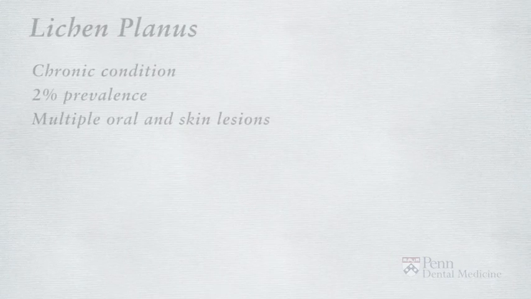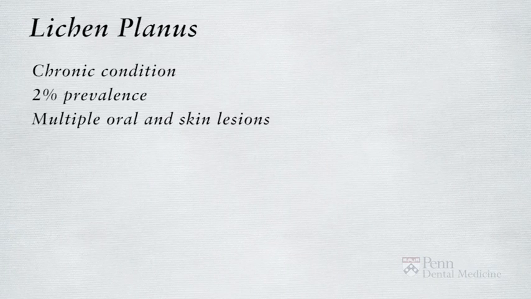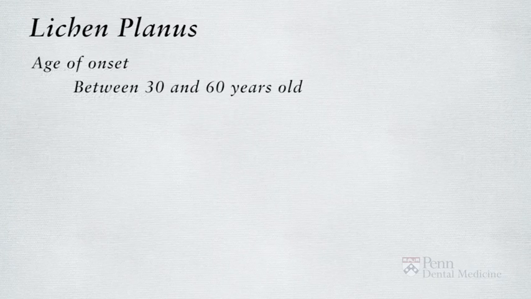The last condition I'd like to talk about is Lichen Planus. Lichen Planus is the most common oral mucosal condition that we see. It affects approximately 2% of the population. And when it does, it's often associated with multiple lesions, often occurring not only in the mouth, but also on the skin. These lesions often will occur in patients that are between the ages of 30 and 60 years old.